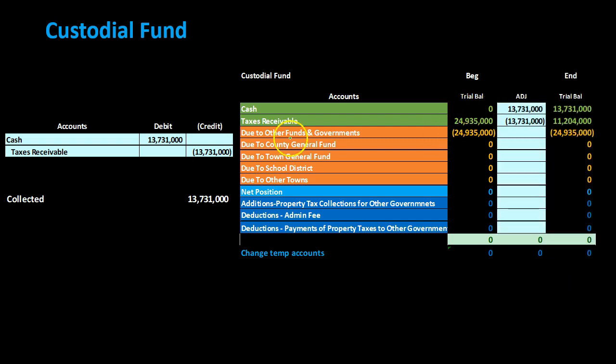So cash is going to be increasing. We only got the 13 of the 24 that was invoiced, and then the 24 is going to go down by the 13,731 to the 11,204. So now we're down to this receivable. This is the amount of the cash that we have.